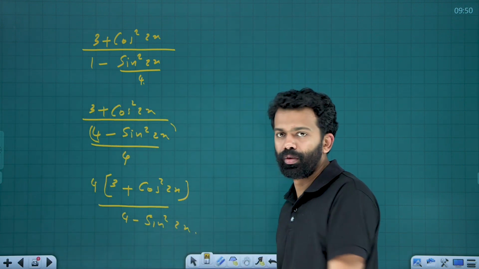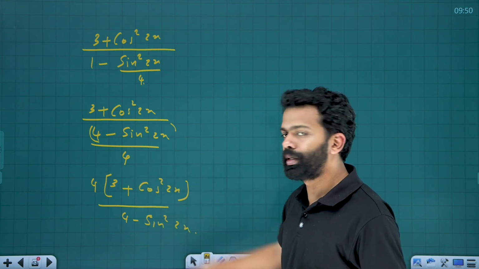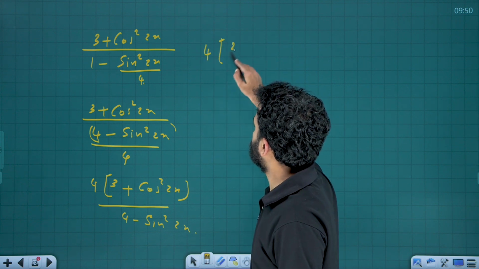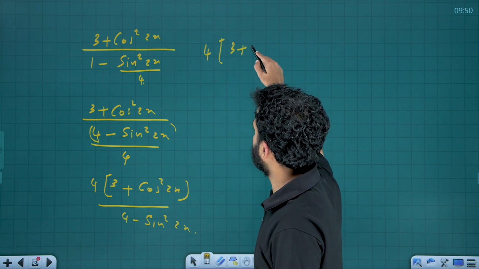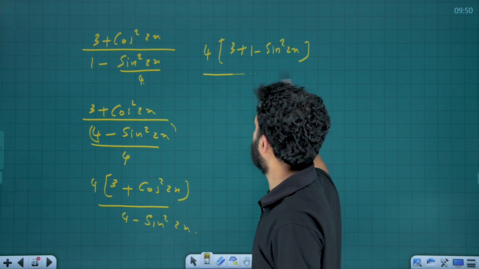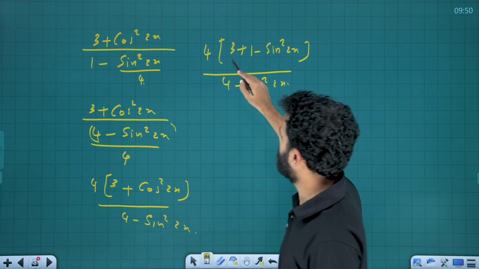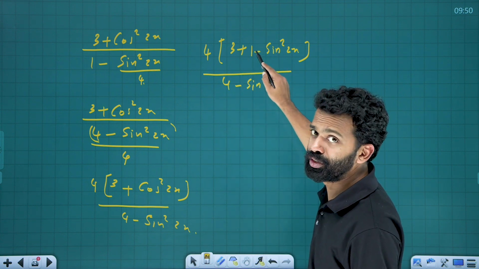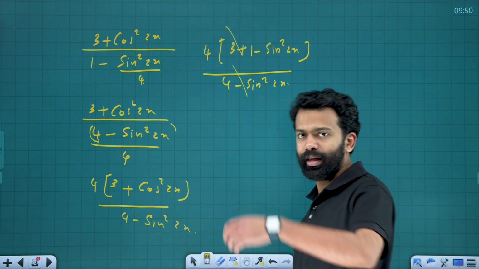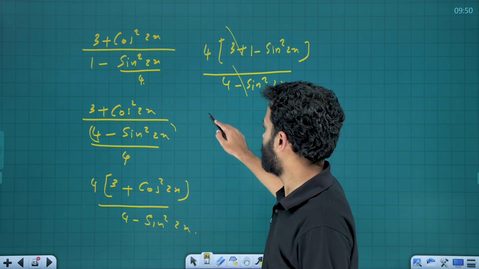The simplification is over. If you observe closely, we can easily cancel out the numerator and denominator here. That is 4 into 3 plus cos²2x can be written as 1 minus sin²2x divided by 4 minus sin²2x. We know that 3 plus 1 is 4. It becomes 4 minus sin²2x. We can cancel this and this. So basically our LHS has reduced to what? 4. Therefore we can write it like this.